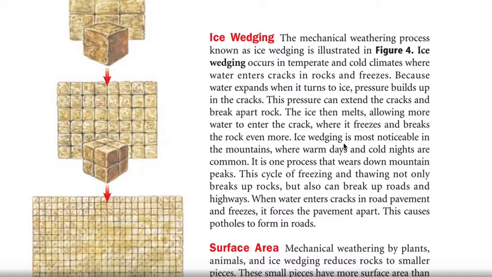Ice wedging is most notable in the mountains, where warm days and cold nights are common. It is one process that wears down mountain peaks. This cycle of freezing and thawing not only breaks up rock, but also can break apart roads and highways. When water enters cracks in road pavement and freezes, it forces the pavement apart. This causes potholes to form in roads, something we're very familiar with here in Maine.